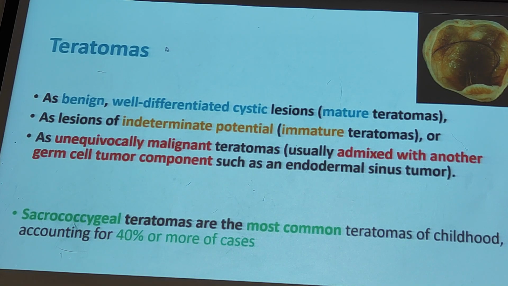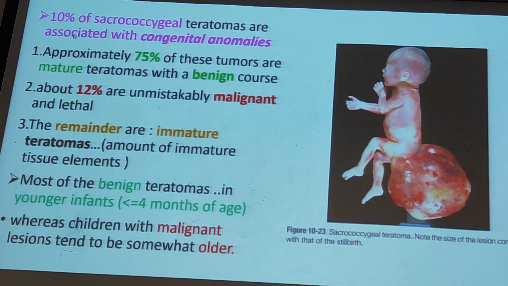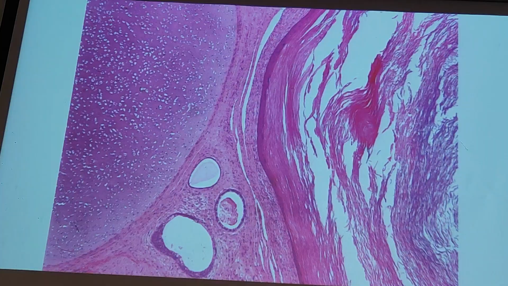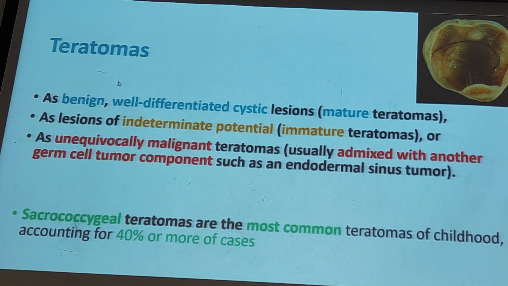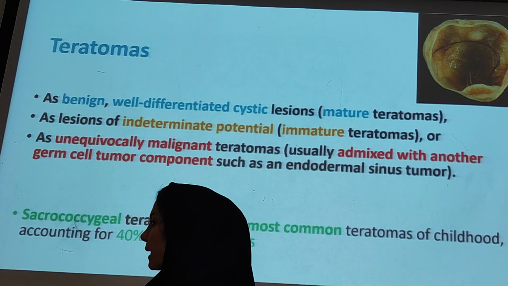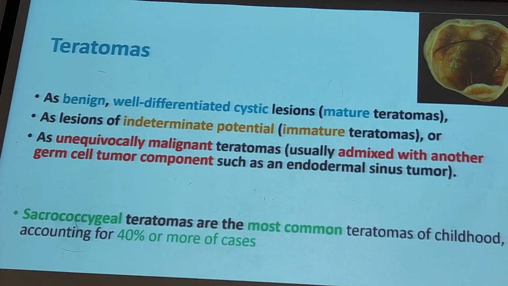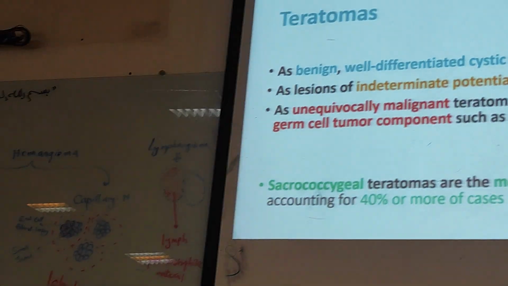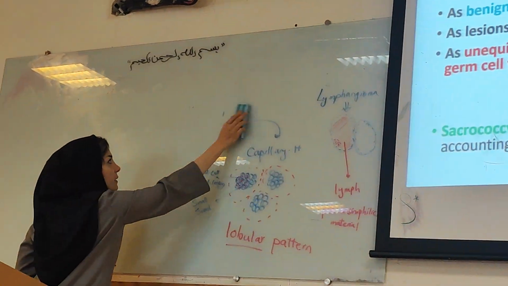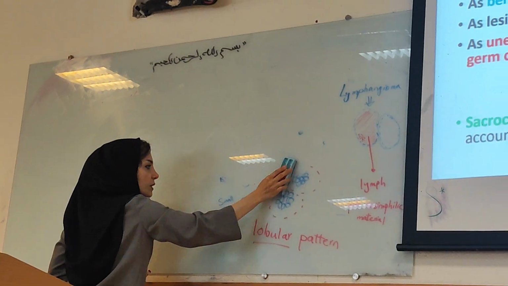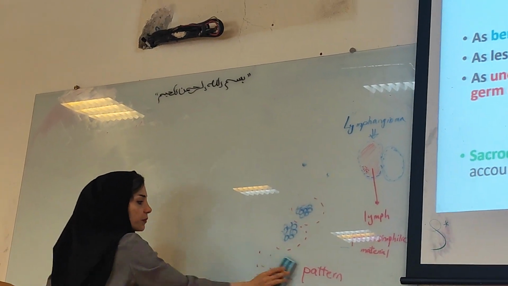And about the last benign neoplasm, teratoma. Teratoma is a tumor that is arised from all of three embryonal layers: endoderm, ectoderm, and mesoderm.